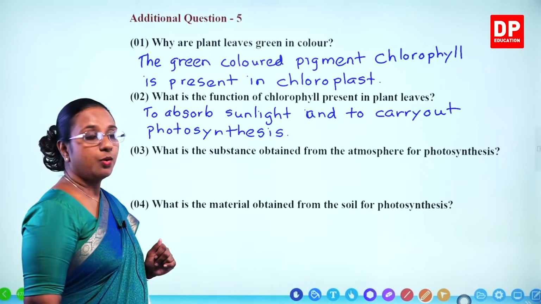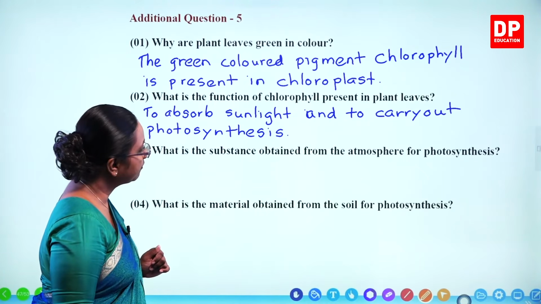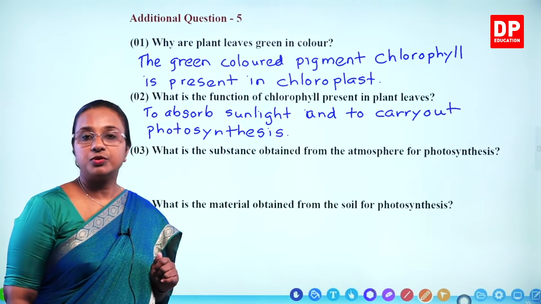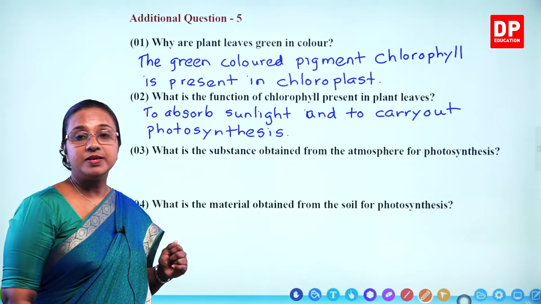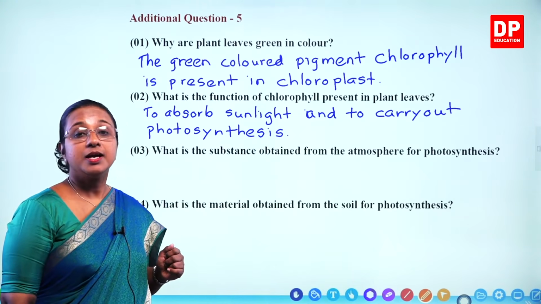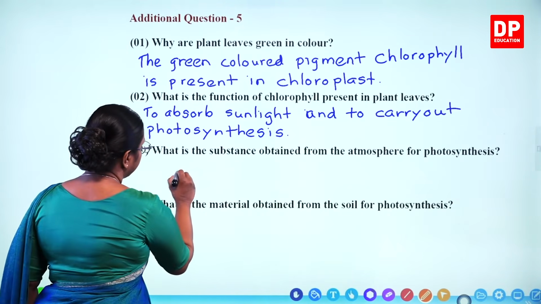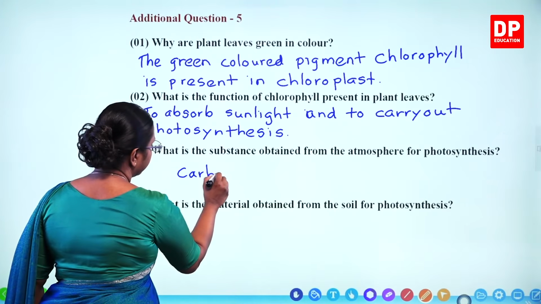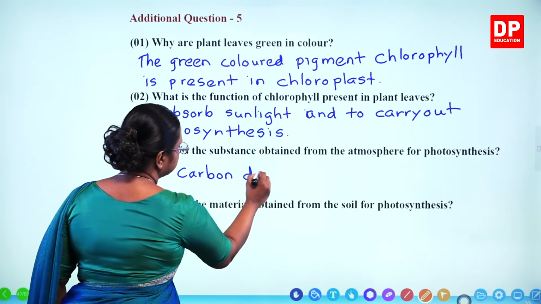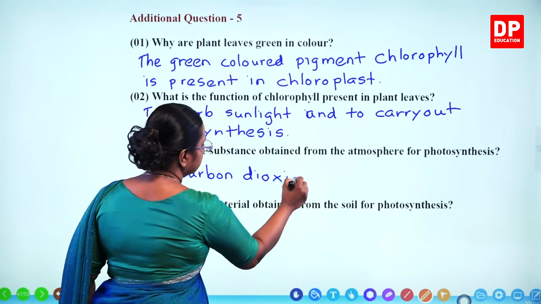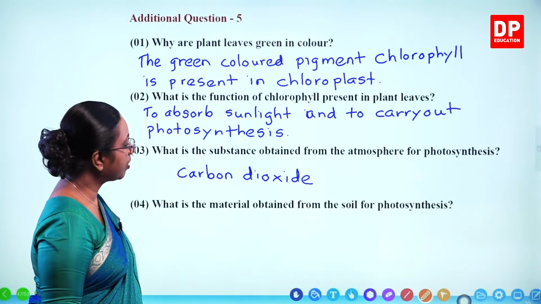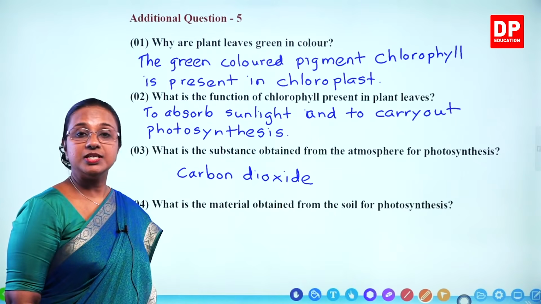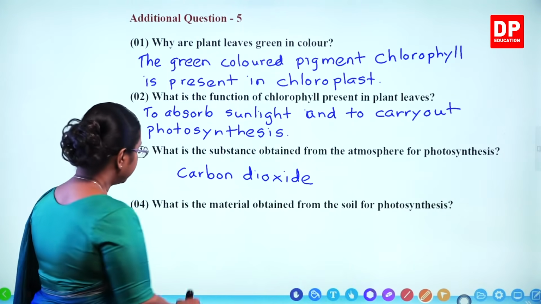Next one. What is the substance obtained from the atmosphere for photosynthesis? What do you take from the atmosphere? The plants absorb carbon dioxide. Carbon dioxide. What is the material obtained from the soil for photosynthesis? It is water.